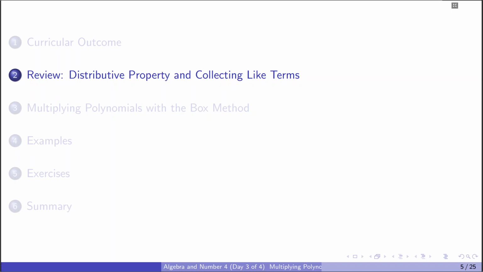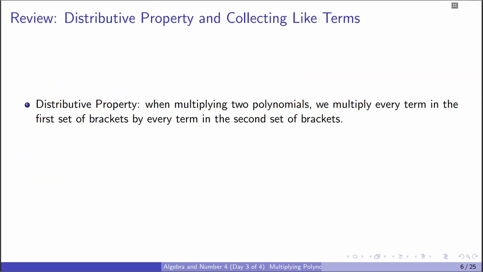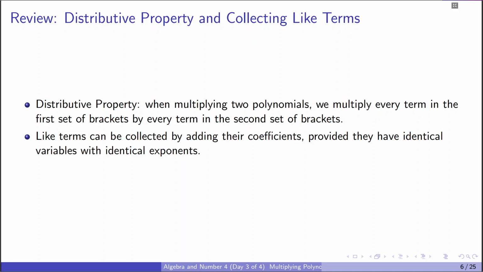So let's review our distributive property and collecting like terms. Our distributive property: when multiplying two polynomials, we multiply every term in the first set of brackets by every term in the second set. So if you're doing 3 terms times 7 terms, you'll have 21 terms before you start collecting like terms. Like terms can be collected by adding their coefficients, provided that they actually are like terms, which means they have identical variables with identical exponents.